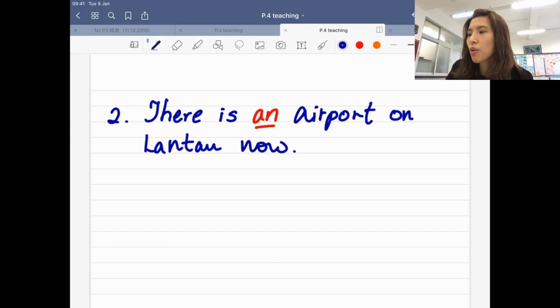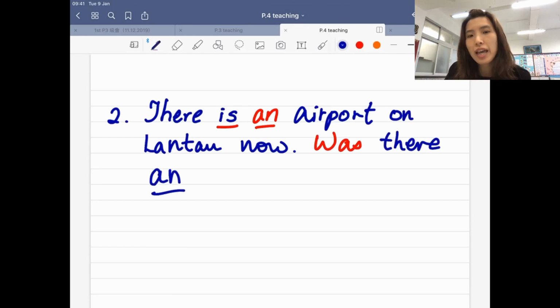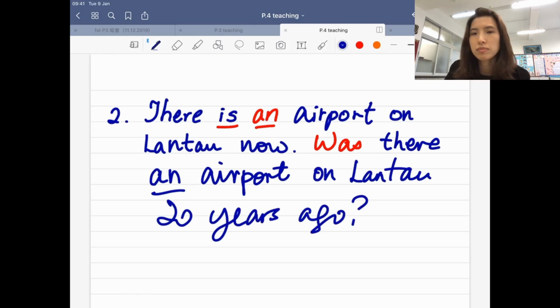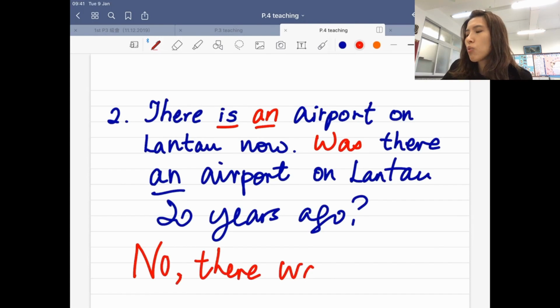And how about 20 years ago? The past tense of is is was. So was there an airport? Because there's only one. Was there an airport on Lantau 20 years ago? What do you think? Of course, no. We didn't have one. So we have to say, no, there wasn't.